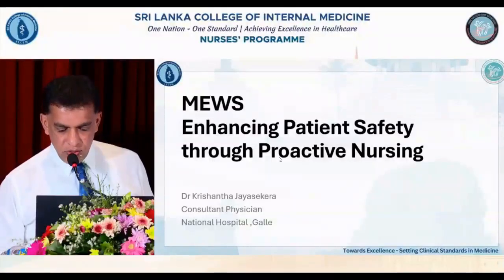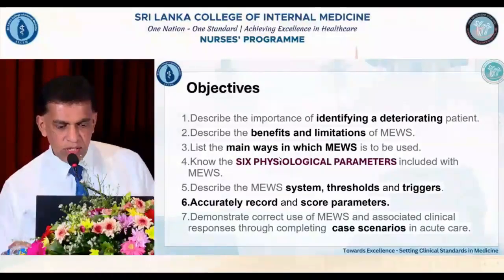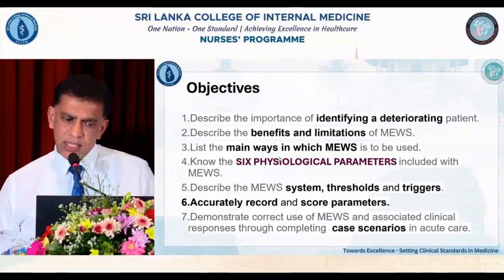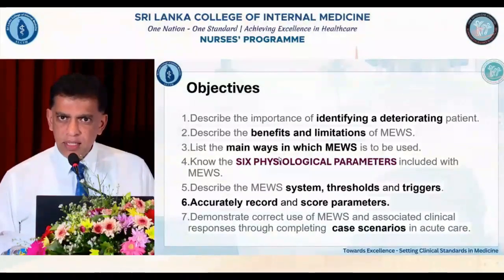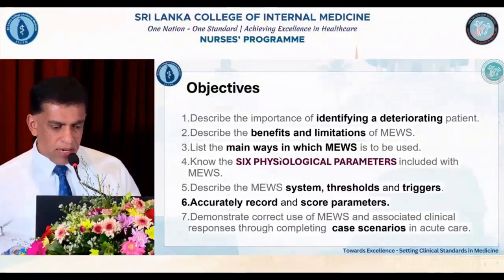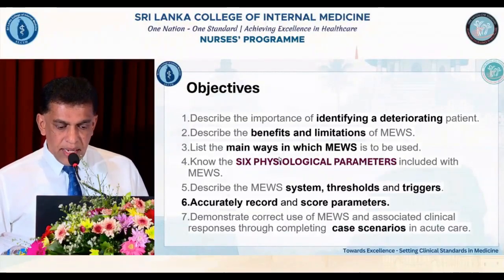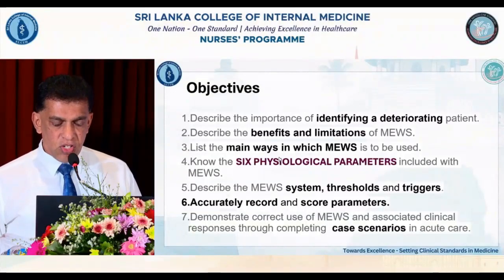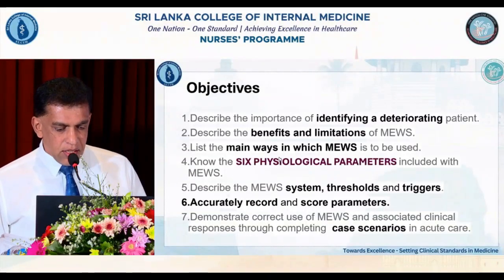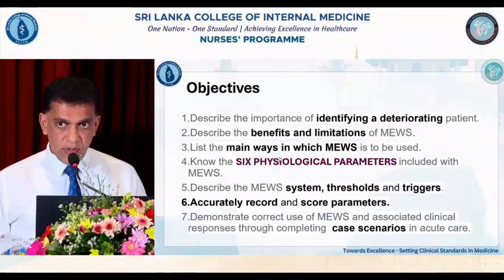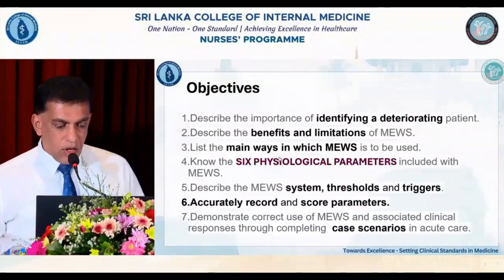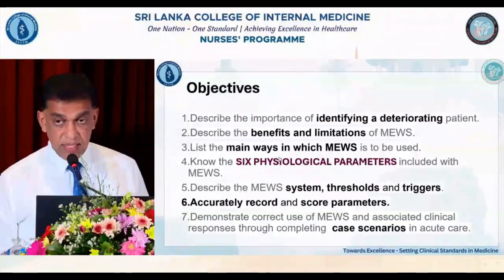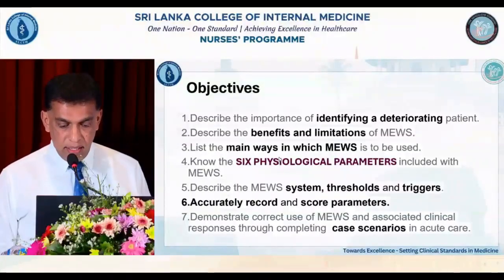My objectives for this talk are first to describe the importance of detecting a deteriorating patient early. Then the benefits and limitations of the modified early warning score, the main ways MEWS should be implemented, the 6 physiological parameters, systems, thresholds and triggers, and how to accurately record and score parameters. I will also take some case scenarios to illustrate the concept.